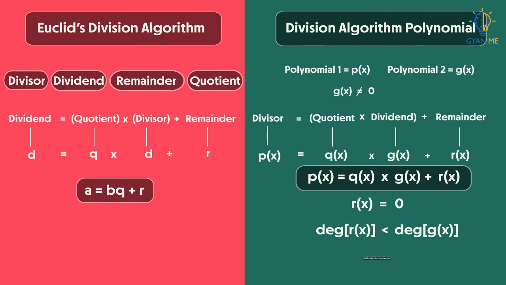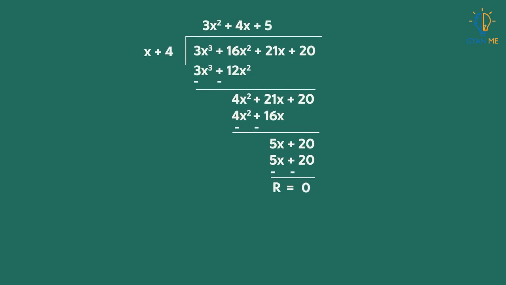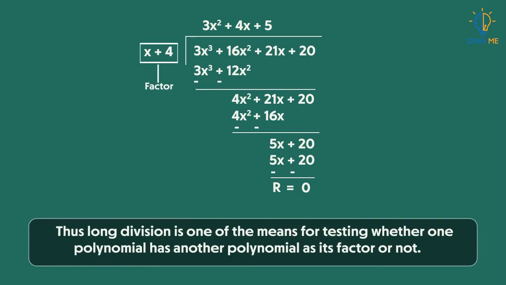This result is called the division algorithm for polynomials. We know, students, that r can be either 0 or some other polynomial of degree lower than the degree of divisor g of x. The result r is equal to 0 occurs if and only if the polynomial p of x has g of x as its factor. Thus, long division is one of the means for testing whether one polynomial has another polynomial as its factor or not. Also, g of x will be a zero of that polynomial.